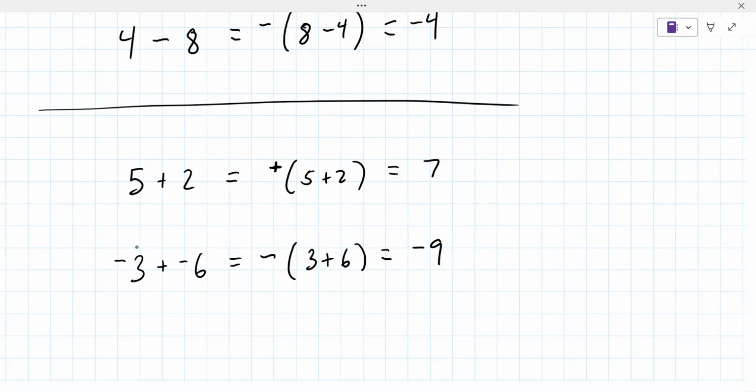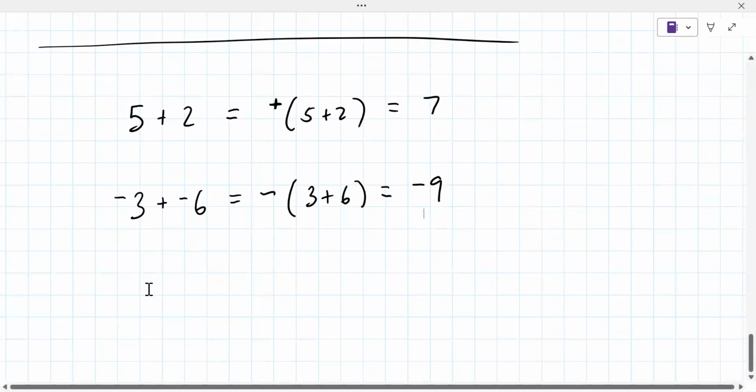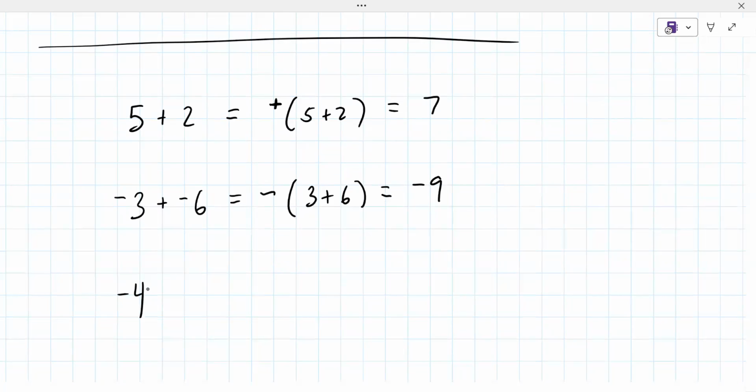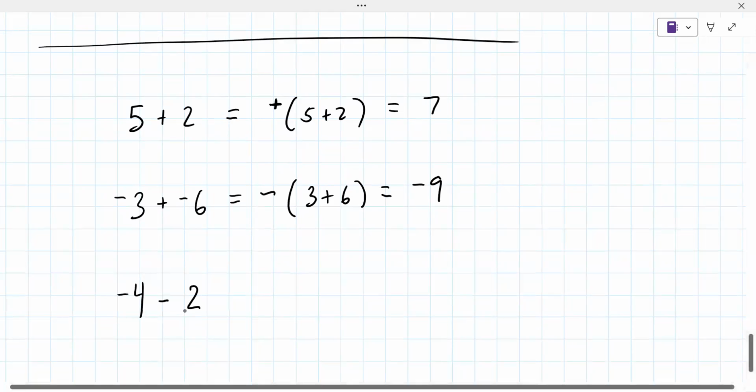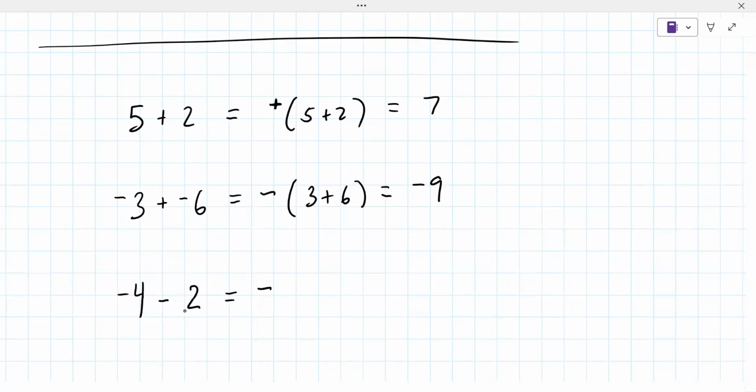Now, the other way this could appear could be something like -4 minus 2. These are both negative, so your answer is negative. And then you add the numbers without the sign. Why do you add?